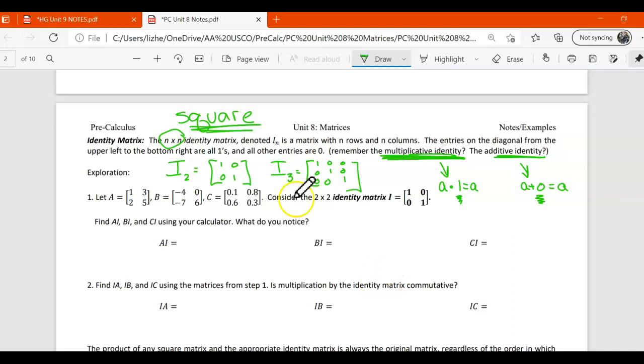Okay? So, it's the same idea for these identity matrices. Let A be this matrix, let B be this one, let C be this one. Consider the 2 by 2 identity matrix right there. Find A1, B1, and C1 using your calculator. What do you notice?